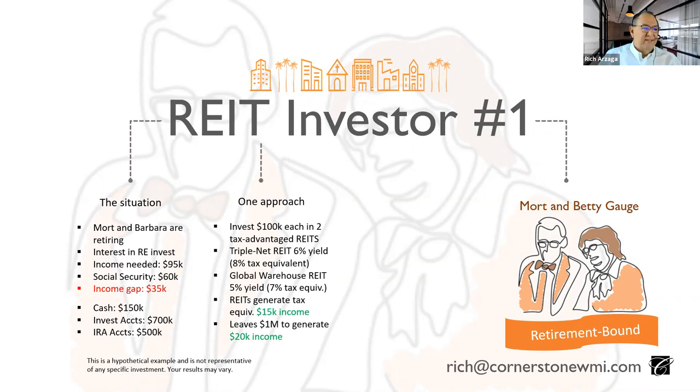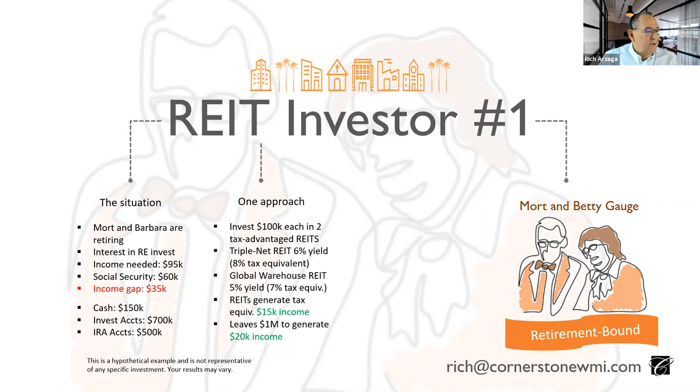One is a triple net REIT, which triple net means simply that there's not a lot of expenses, that generates a 6% yield. And because there's a 6% yield, it means that there's an 8% tax equivalent. Remember that chart we showed you earlier? So let's say that 6% really means 8% before the tax advantage, or 8% for any other investment that they would have to match that. And there's a global warehouse REIT, like the one we talked about before, that had a 5% yield and a 7% tax equivalent. Well, what this says is that if they do the $200,000 there and they get that return rate, the REITs will generate $15,000 of income.